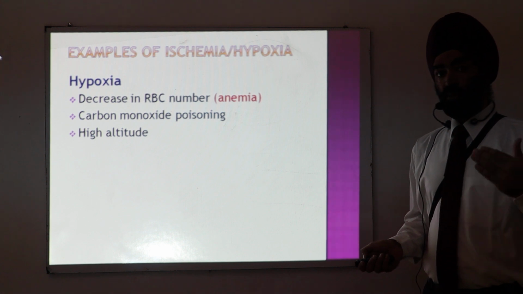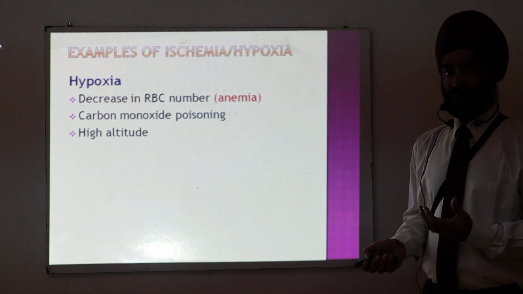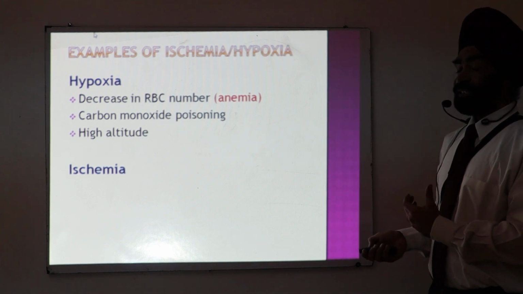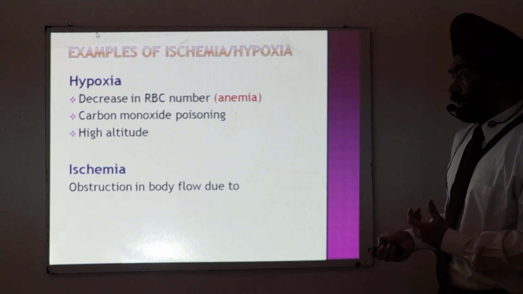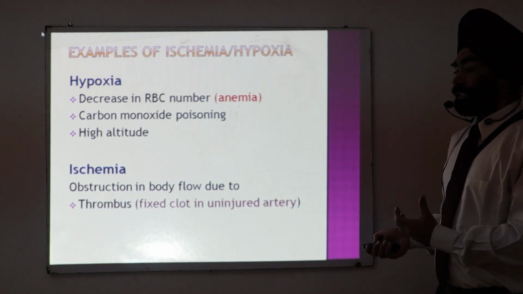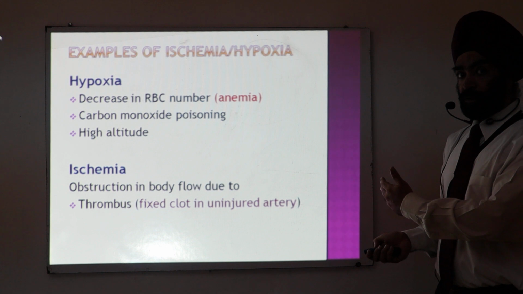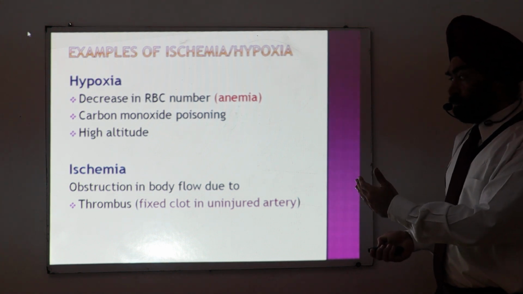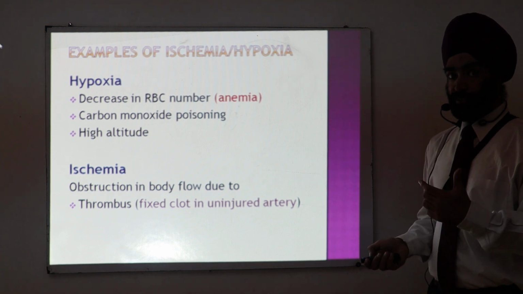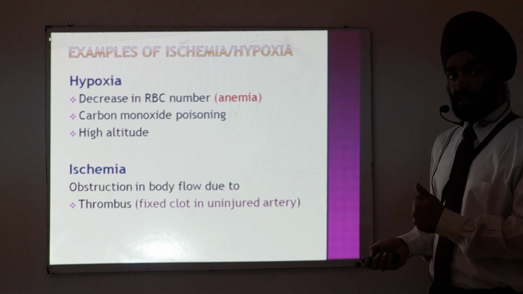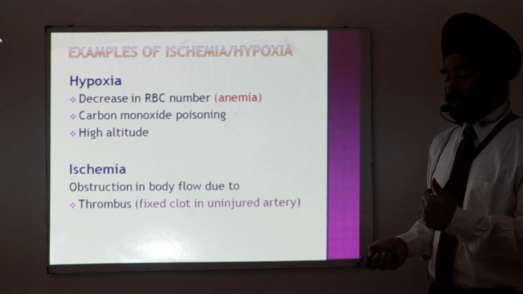Third, let's say a person goes to a very high altitude, the oxygen content is very low, so again it is an example of hypoxia. Now coming to the examples of ischemia. What do we mean by ischemia? When there is obstruction in the blood flow, let's say there is a thrombus. I will discuss thrombus in the next slide. What is a thrombus? I'm just defining it: if there is an uninjured blood vessel and there is a clot in the uninjured blood vessel, that is called a thrombus. A thrombus can obstruct the blood flow.